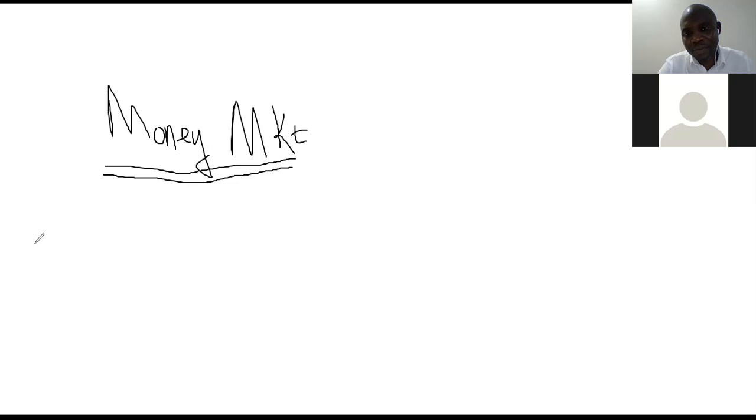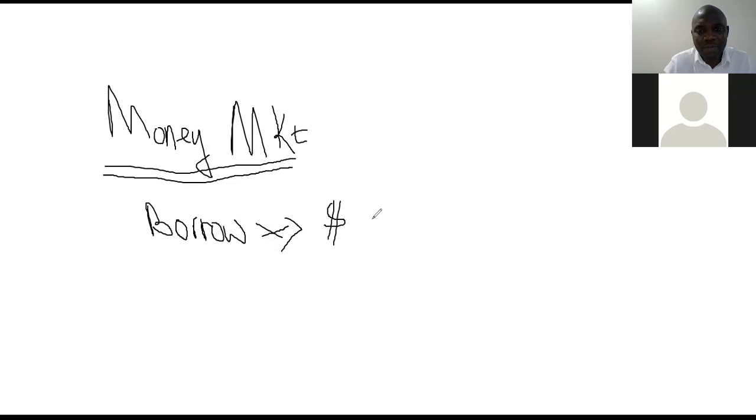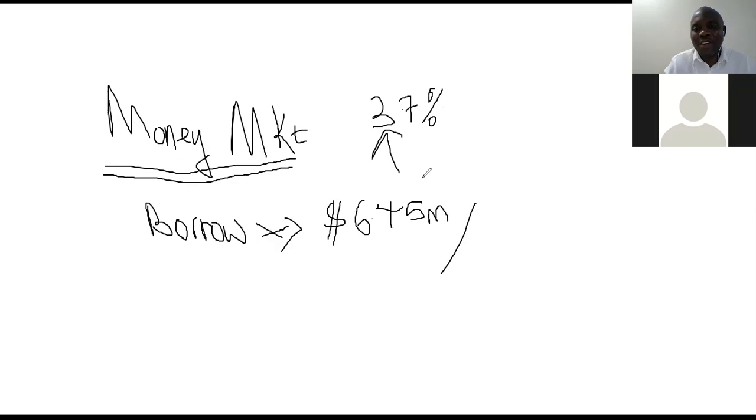They'll have to borrow the money, in dollars, which is the 6.45 million. At what rate? We have been told, since they are borrowing dollars, what is the rate of dollars? It is 3.7%. Yes. So they'll have to borrow that.